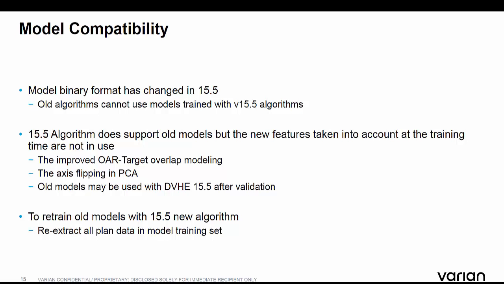RapidPlan models created on a previous version of the DVH estimation algorithm are supported and can be used with the DVH estimation version 15.5 algorithm. However, they should be revalidated if DVH estimation 15.5 is used in photon optimization. Existing RapidPlan models need to be re-extracted, retrained, re-verified, and revalidated to include fixed issues and new features.